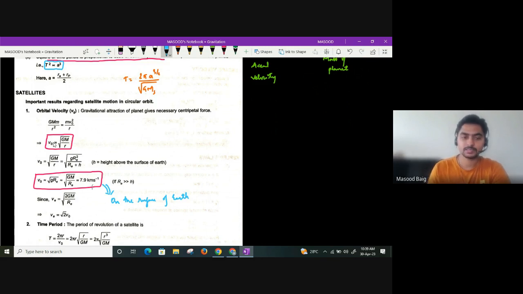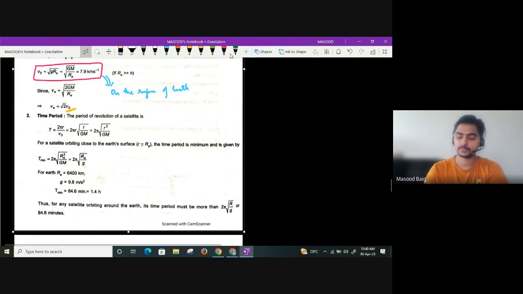Right? And at a certain height, or at any other point you take, it will be given as root over GM by r. And what is relation between escape speed and orbital speed? Escape speed will be root 2 times the orbital speed. Whether you take near the surface or at any point, guys, escape speed will be root 2 times the orbital speed. Now, because it is performing circular motion, time period will be 2 pi root over r cube divided by GM. Near to the surface, it is 2 pi root over r by g, which is near about 84.6 minutes or 1.4 hours, guys.